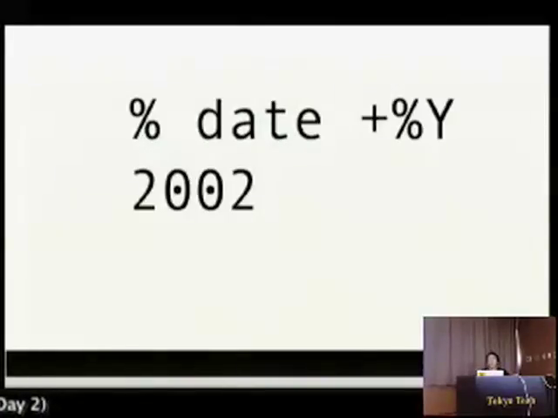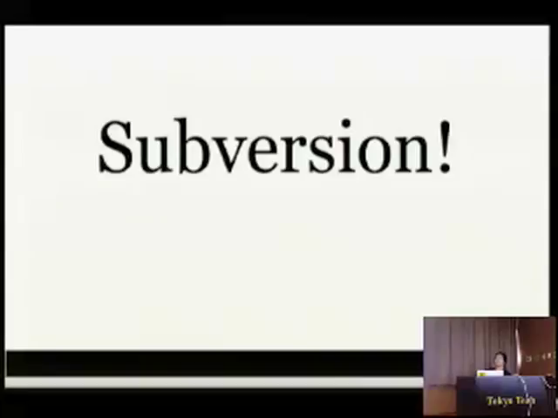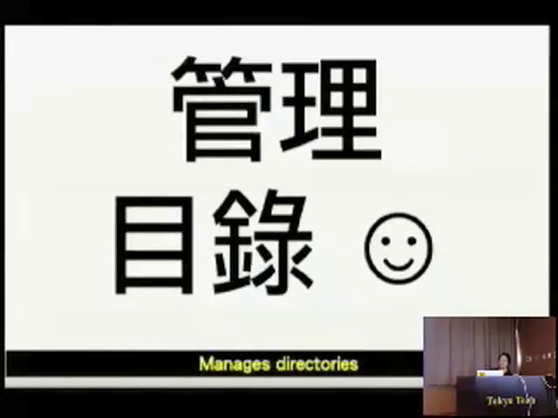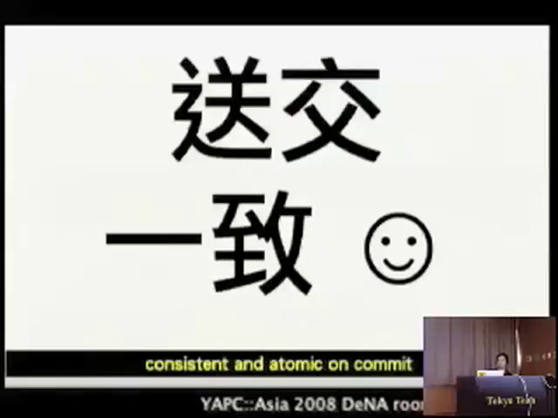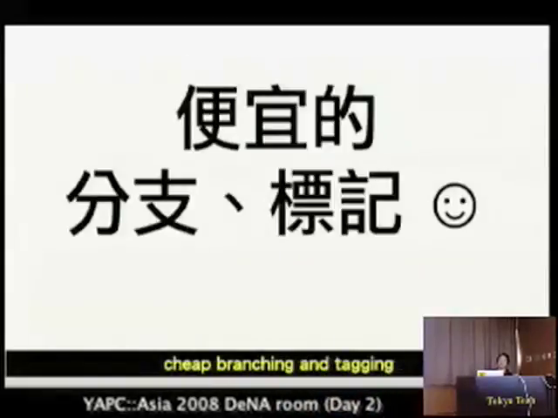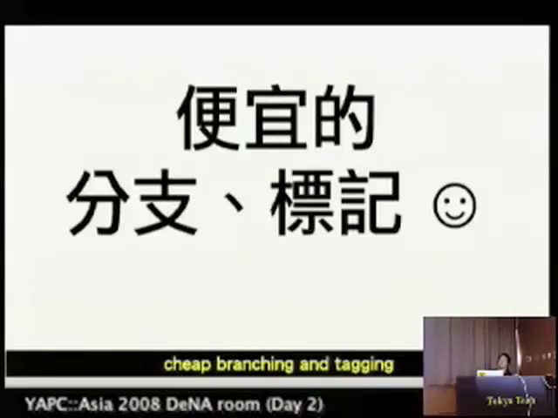So, in 2002, Subversion, a new version control system, came out. Subversion can fix most of the problems of CVS. You can manage directories with it. You can manage renames with it. And the commit is atomic now, so it doesn't break in between. And it's got very cheap branching and tagging.